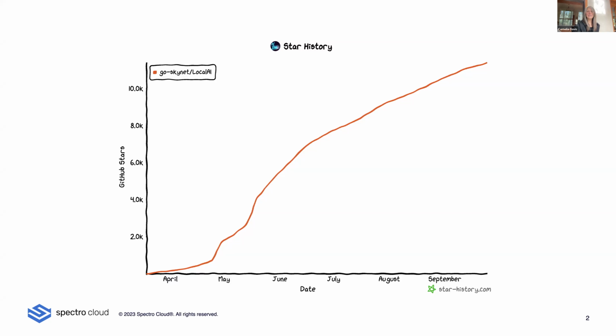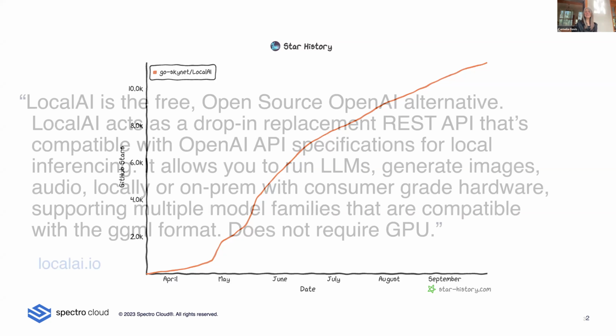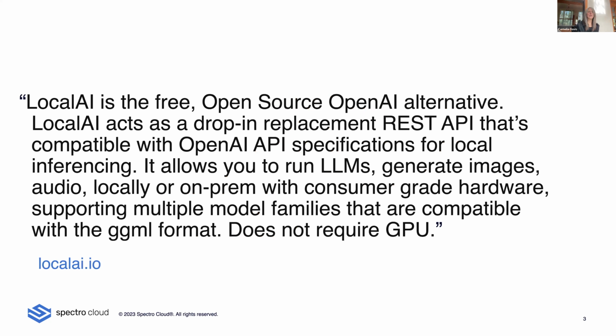Now, what exactly does this open source project do, local AI? Well, here's exactly what it says on the local AI website. Local AI is the free open source AI alternative. Open source, OpenAI alternative. So OpenAI, as you know, is what's behind ChatGPT. And what local AI does is it acts as a drop-in replacement for the REST API.